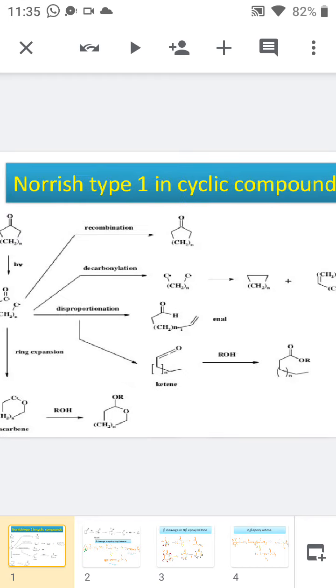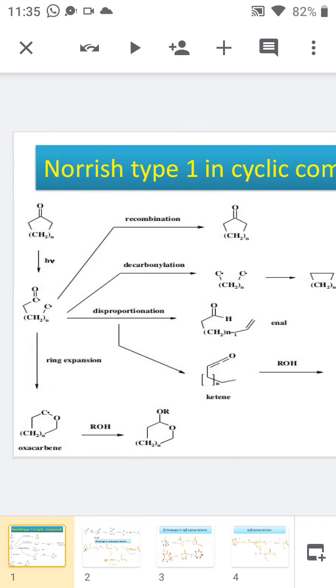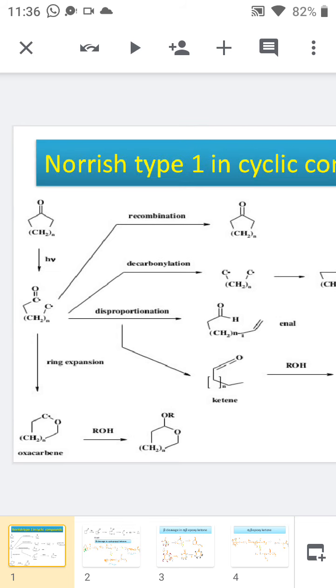Similarly in the cyclic compound also, so this is the cyclic compound for example, if you are irradiating with h nu, first of all the alpha cleavage will occur and form two radicals as in the case of Norrish type 1. This is the primary process, and after the primary process there are four different types of secondary process, that is recombination, decarbonylation, hydrogen abstraction and ketene generation.